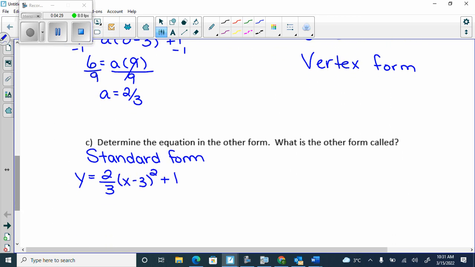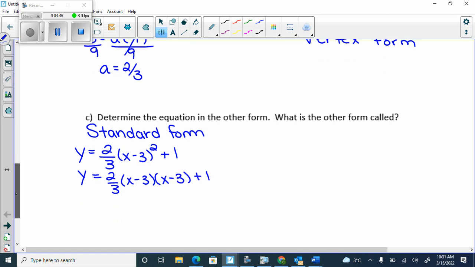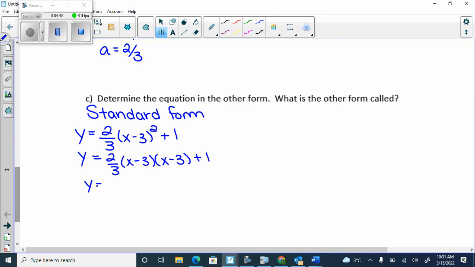What did I tell you to do with standard form first? Take the squared and just write it out twice instead, right? So we're going to get y equals 2/3 (x minus 3) (x minus 3) plus 1. Expand it, we get y equals 2/3 (x squared minus 3x minus 3x plus 9) plus 1.